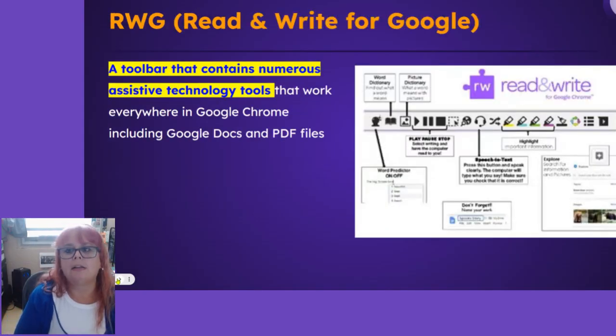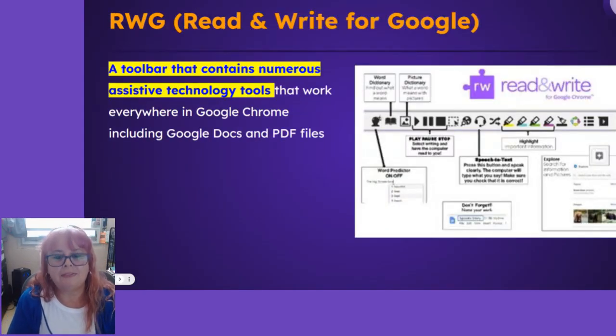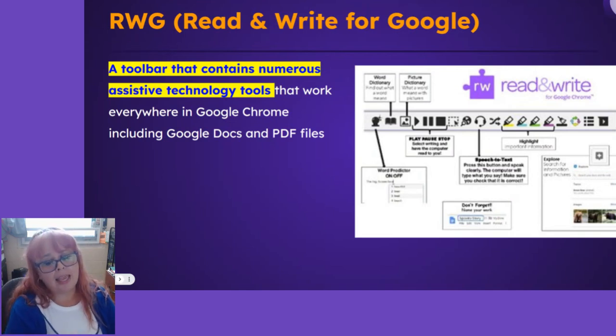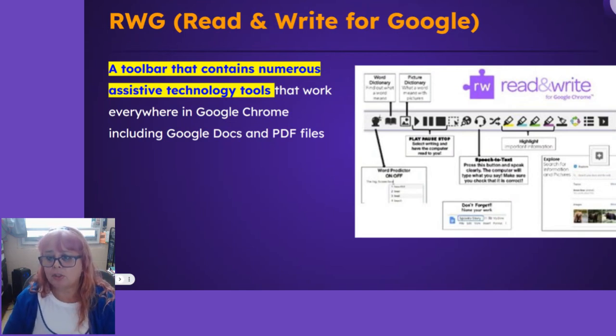Read and Write for Google. This is the whole toolbar that contains numerous assistive technology tools that work everywhere in Google Chrome, including in Google Docs and PDF files. So the whole toolbar is Read and Write for Google Chrome.